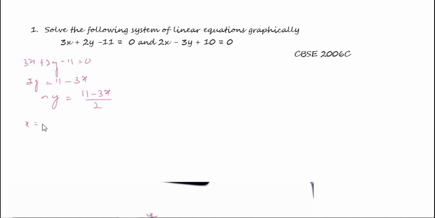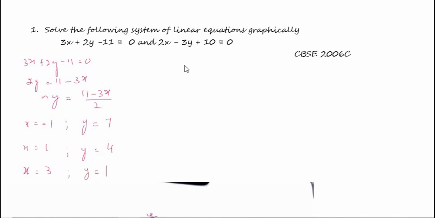When x equal to minus 1, then y equal to 14 divided by 2, that is 7. When x is equal to 1, then y equal to 8 divided by 2, that is 4. Then x equal to 3, then y equal to 2 divided by 2, that is 1.